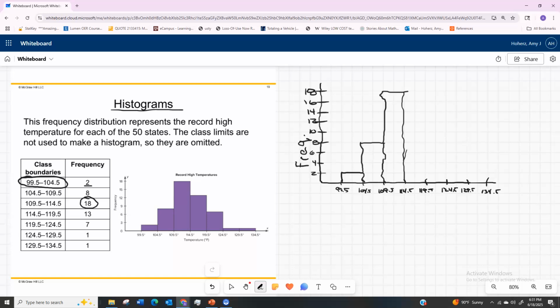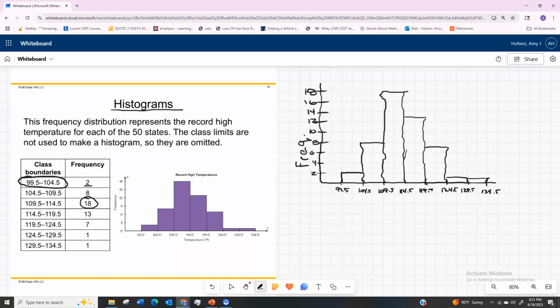Okay. And then we have 13. Now that's between, we have 12 and 14 marks, so we're going to go halfway between 12 and 14. And then 7 from 119.5 to 124.5. And then 1 for the last two classes. So that's not even up to this first bar. This was marked at 2, so we only want to go up to 1.